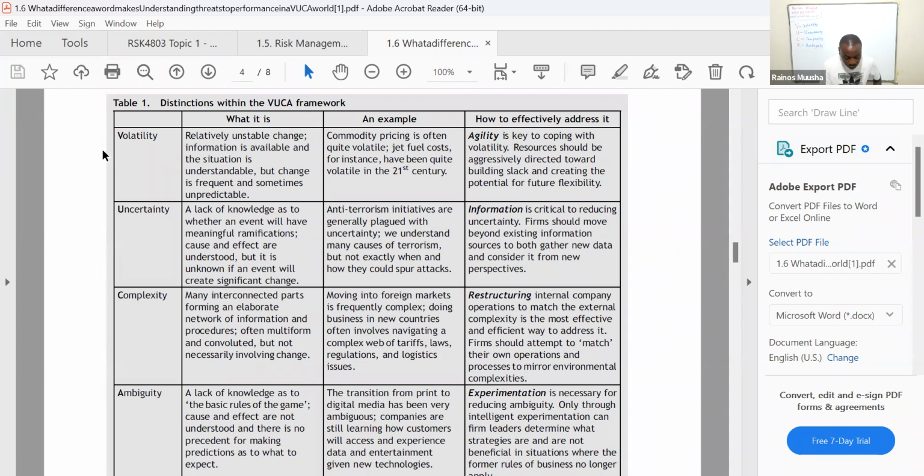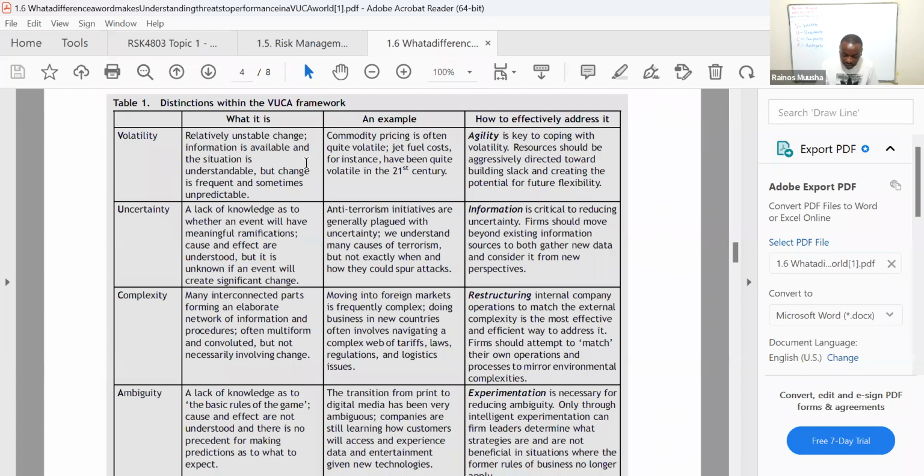So they start off with volatility, and what it is, they say, is relatively unstable change. Information is available and the situation is understandable, but change is frequent and sometimes unpredictable. As an example of a volatile situation, let's say we look at commodity pricing, which is often quite volatile. Jet fuel costs, for instance, have been quite volatile in the 21st century.